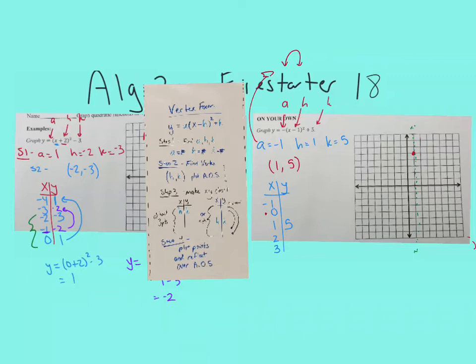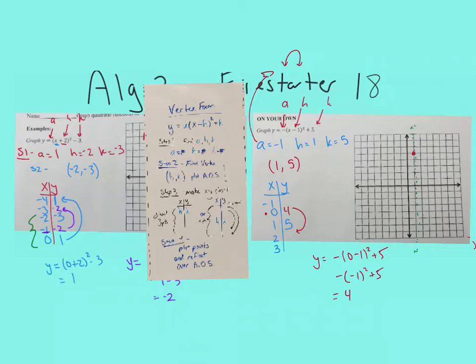So I'm gonna plug in 0. So I'm gonna say y equals negative (0 minus 1) squared plus 5. I get negative 1 squared plus 5. Negative 1 squared is 1 times negative 1 is negative 1, so I end up with 4. So I put 4 here.